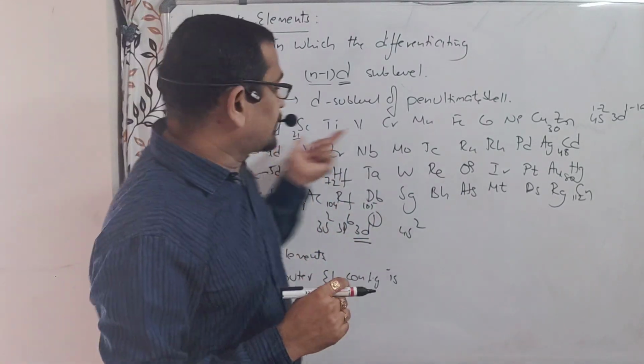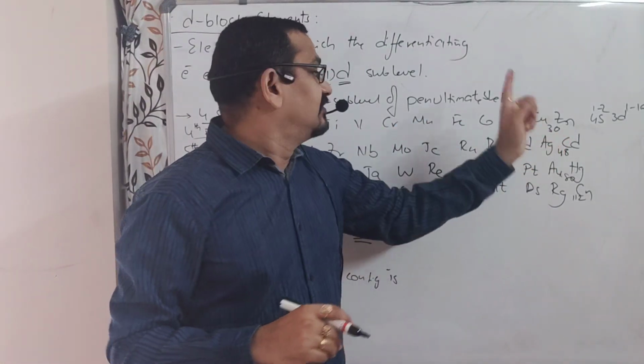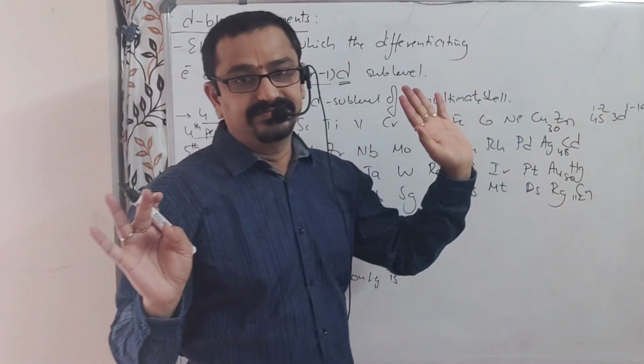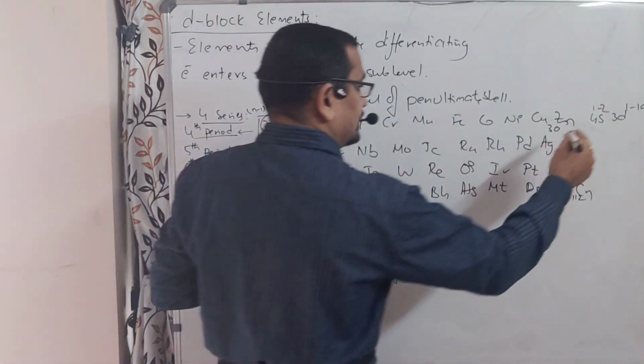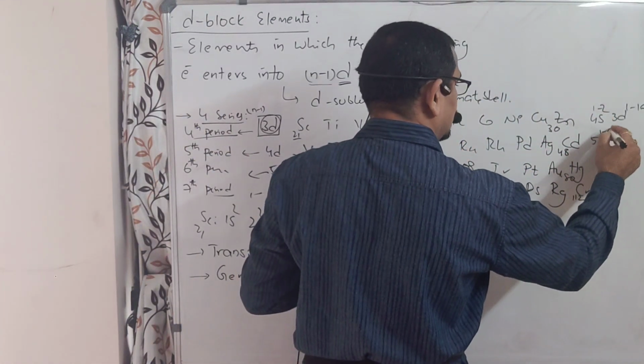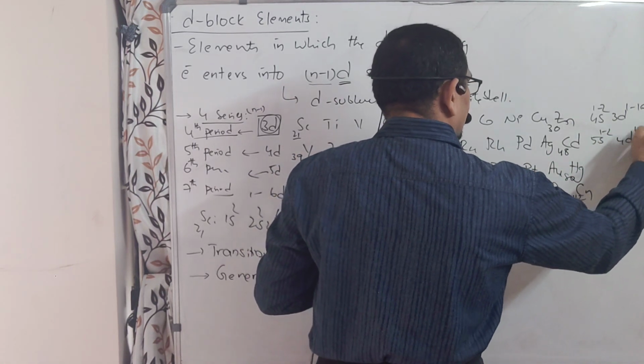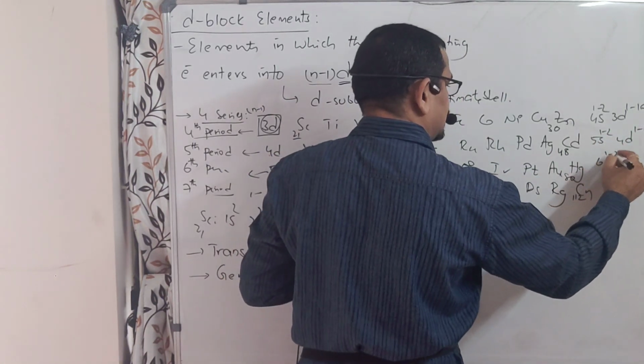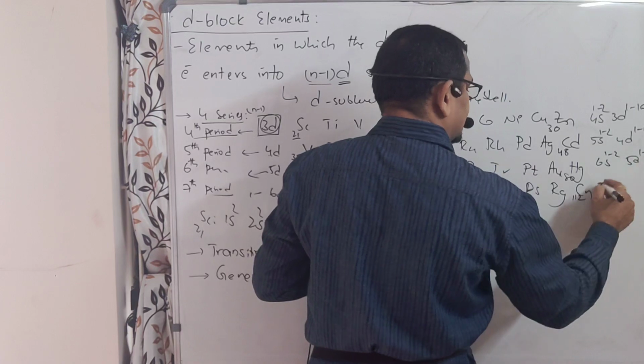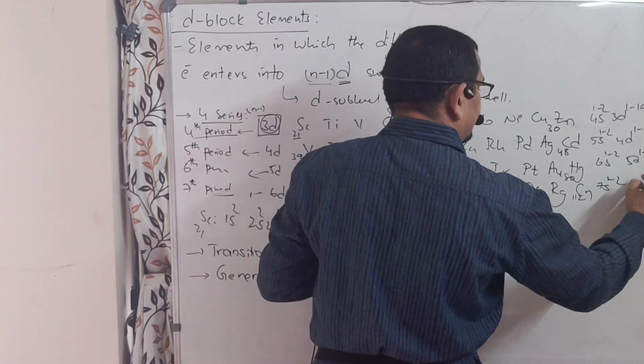So what's the electronic configuration of the 3d series? 4s 1 to 2, 3d 1 to 10. Similarly, for this series, 5s 1 to 2, 4d 1 to 10. This is 6s 1 to 2, 5d 1 to 10, and 7s 1 to 2, 6d 1 to 10.